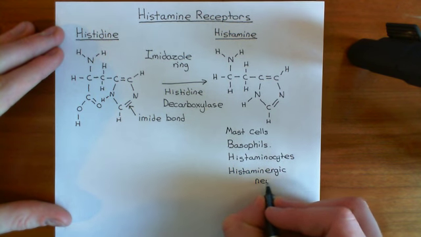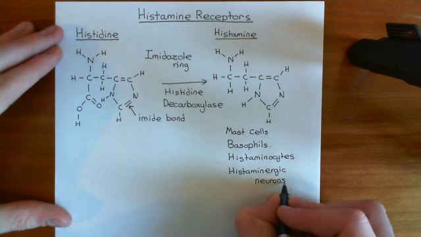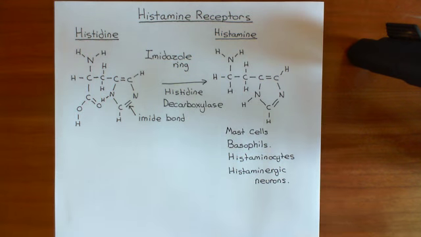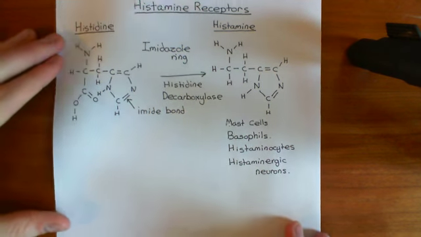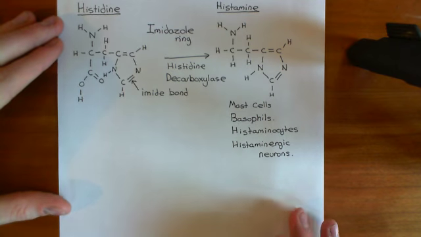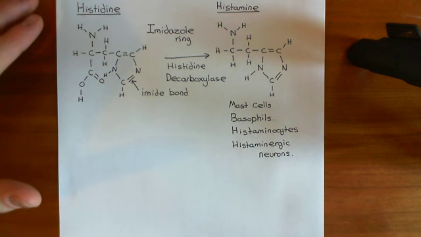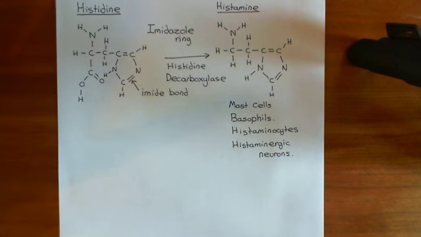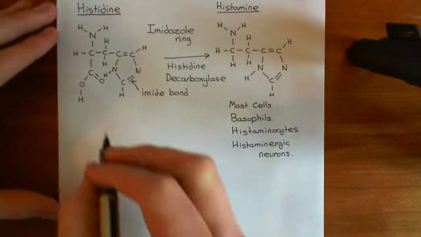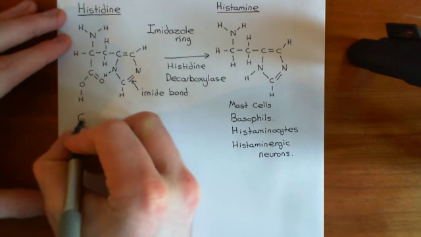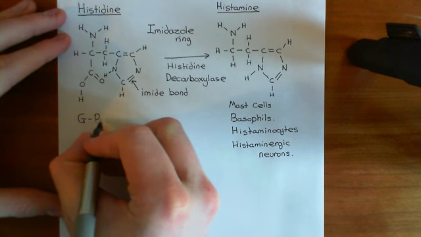Now, what does histamine actually act on? What are the receptors for histamine? Well, basically, all of the receptors for histamine are G-protein coupled receptors, and these G-protein coupled receptors are the topic for this video. So they're all going to be G-protein coupled receptors.